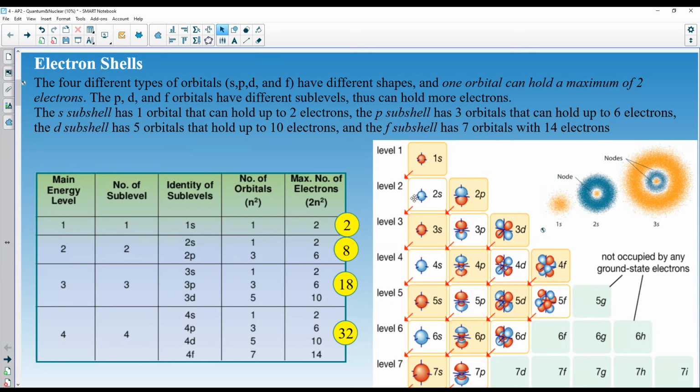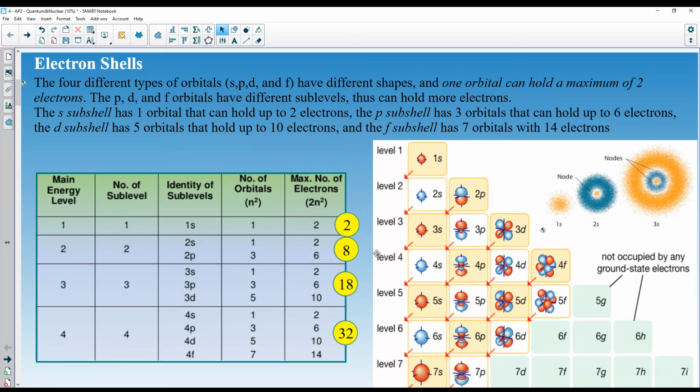And the next one is going to be 2S and 2P. So 2S gives me 2 electrons, and P can hold 6 electrons, so together that gives me 8 electrons. And the third level is going to be 3S, 3P, and 3D.